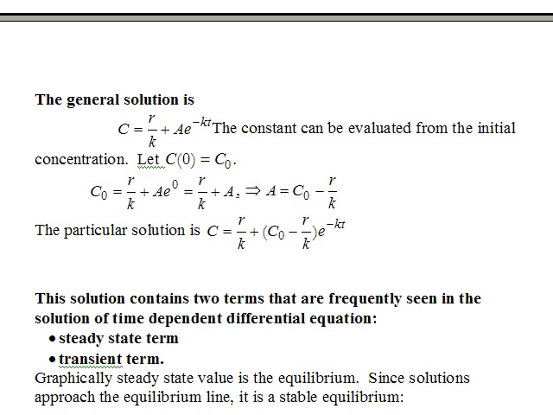So here again we have the general solution, which is the concentration is equal to R over K, where R is the rate at which it's injected and K is the elimination constant, plus some constant A times e to the minus Kt. I would like to evaluate this constant A. That's what I'm going to try to do. And to do that, I'll use the initial condition that when time is 0, C is C naught.